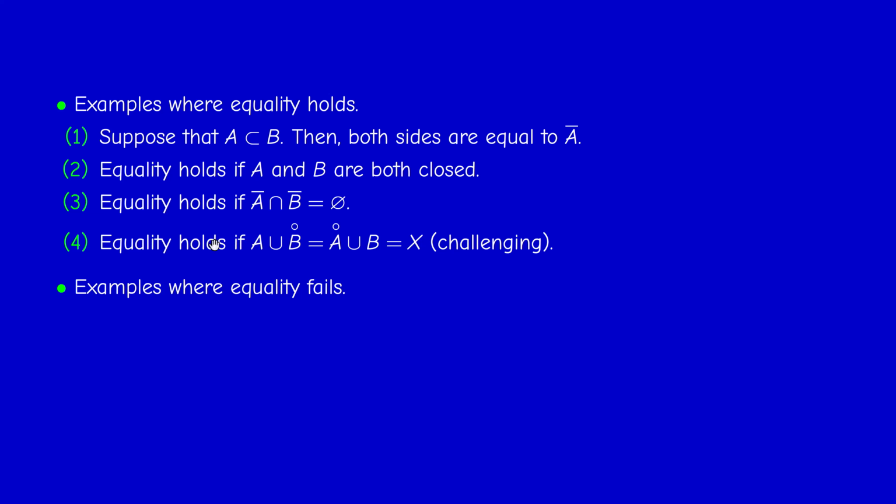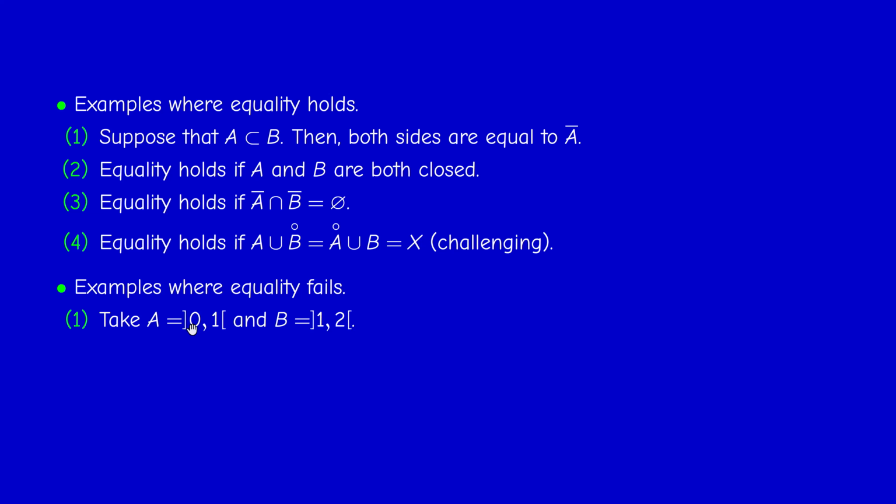And in parallel to the last example of the third question, we have equality if A union B circle covers the whole space and B union A circle covers the whole space. Okay, this is just the parallel condition of the last one. This can be a little bit challenging, but it can be deduced from example 4 and the examples of question C.